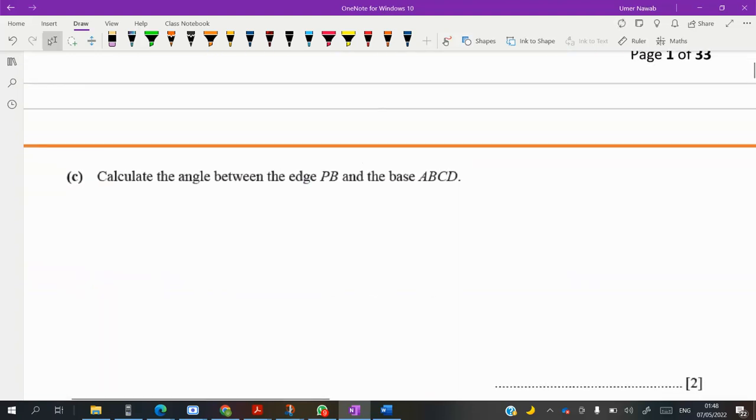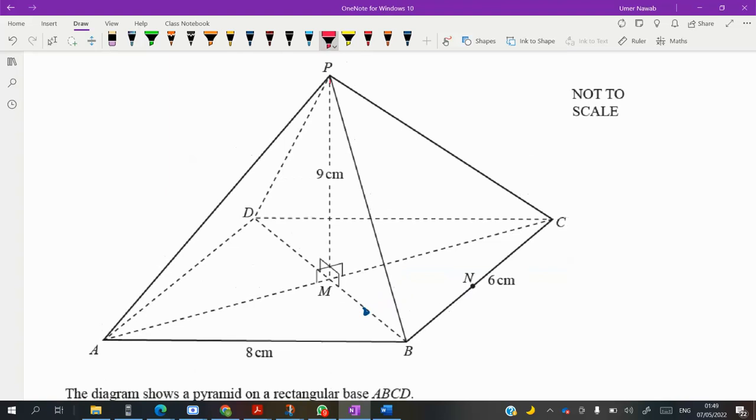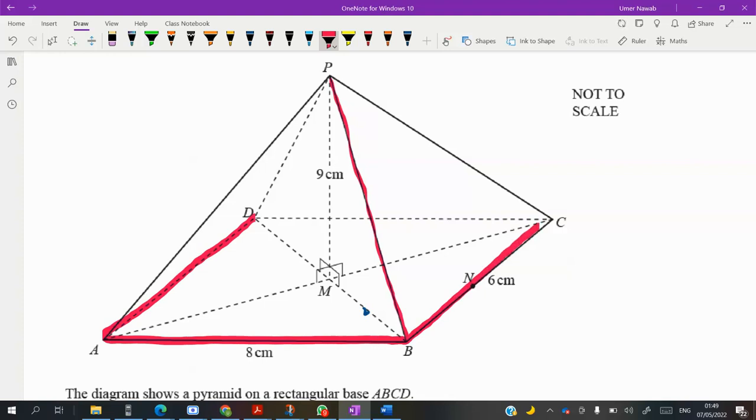He said, find the angle between PB and ABCD. Find the angle between PB, this is your PB, and ABCD. So basically, when you want to find the angle between a line and a plane, you need to project the PB line on the plane where you want to find the angle. So this is the projection of PB on the plane ABCD, and you need to find this angle.